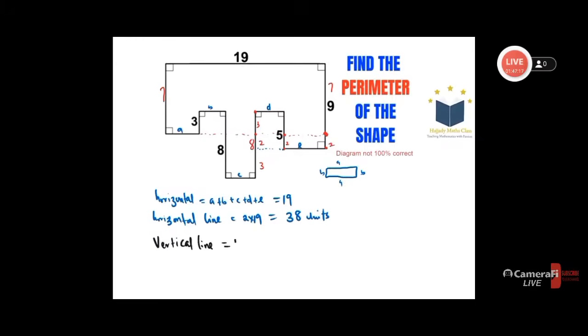I'm going to have 7 plus 3 plus 8 plus 3 plus 2 plus 3, which also sum up to 8, plus 5, and lastly plus 9. And this is the same thing as 40 units.